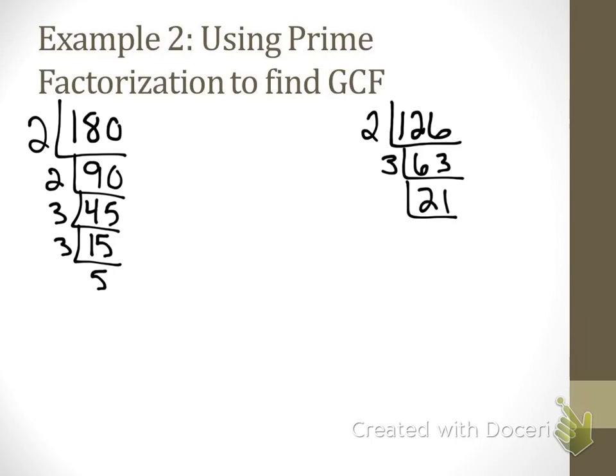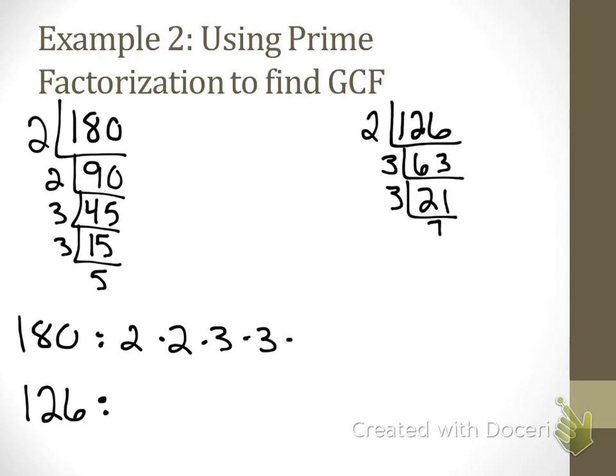Alright, so for 126, 2 goes into 126, then 3, 3, 3, and 7. Now I want you to go ahead and list out the prime factors in order from least to greatest for both numbers. So 2 times 2 times 3 times 3 times 5. We're going to leave them spread out, so we're not going to write them as powers. 2 times 3 times 3 times 7. Now that we have them listed out, I need to circle the numbers that I have in common.